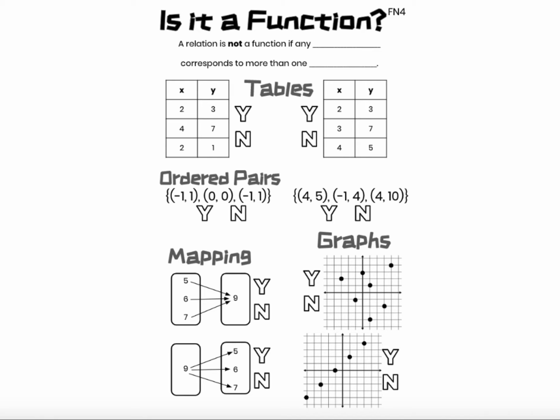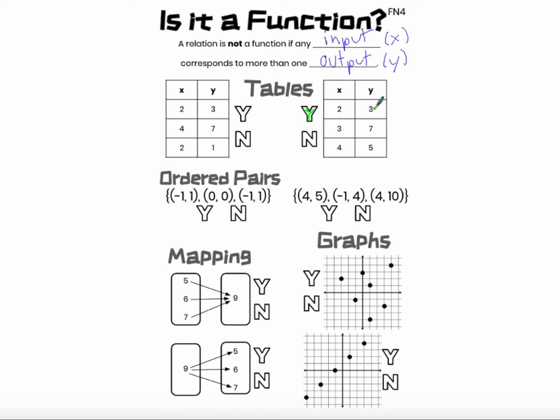a relation is not a function if any input corresponds to more than one output. And in these math examples, it's important to remember the input is always x and the output is y. Looking at these two tables, one of these tables is a function, yes, and one of these tables is not a function, no. The table that is a function, yes, is the one on the right.